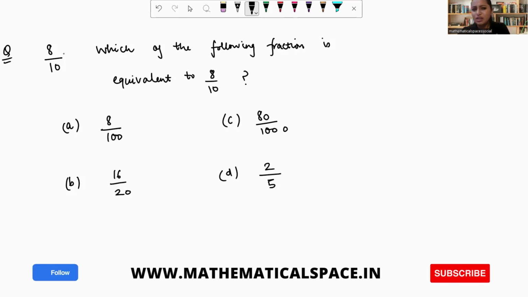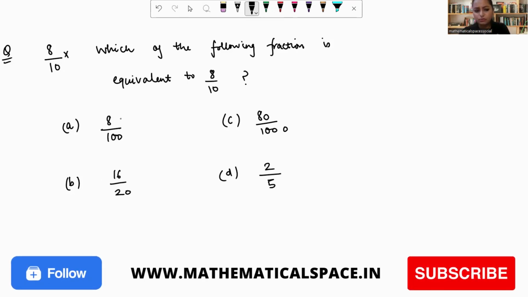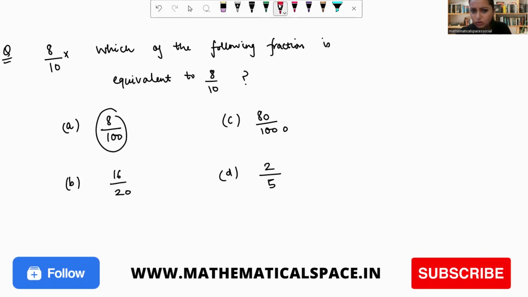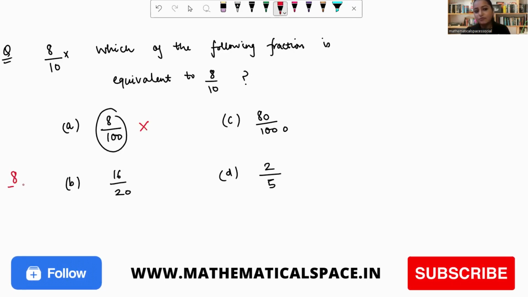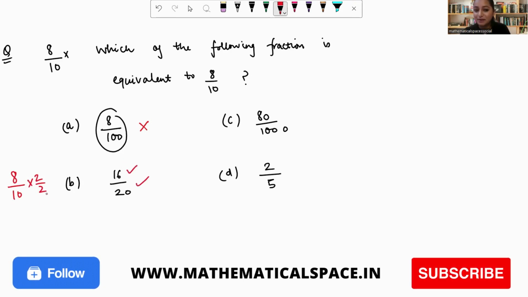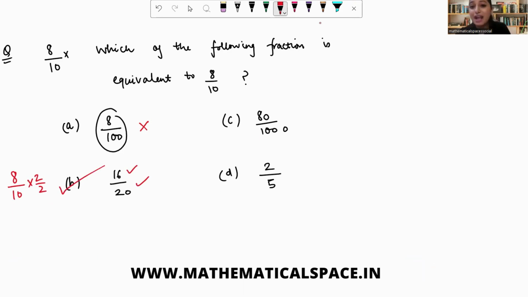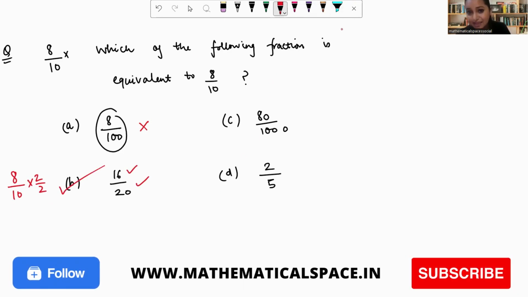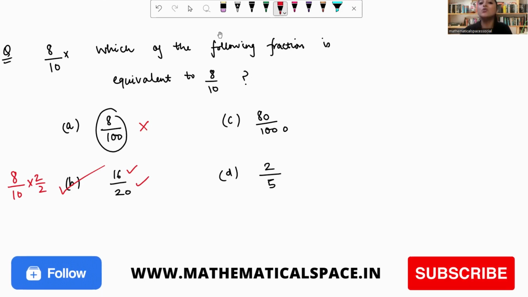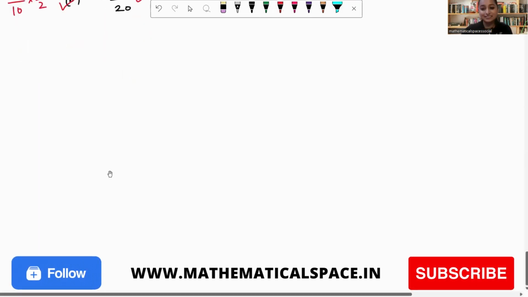So tell me, if we multiply this number to get 8 by 100, how is it possible, adding one extra zero? So this is not possible. Next, B part, 16 by 20. Can we multiply with any number so that we get 16 by 20? Oh, yes. If I multiply 8 by 10 with 2 by 2, what do I get? I get 16 by 20. That means this is our correct answer. Clear? Now, I suppose that this concept is crystal clear to all the students watching this video.